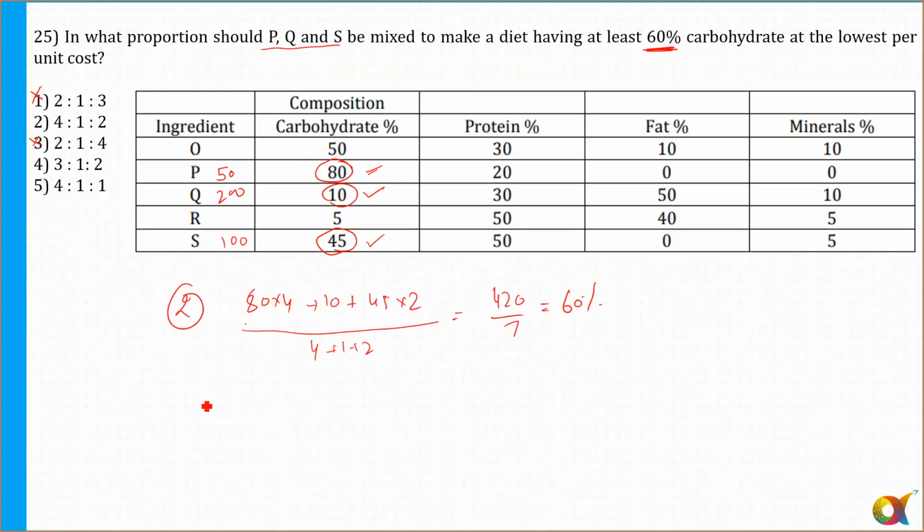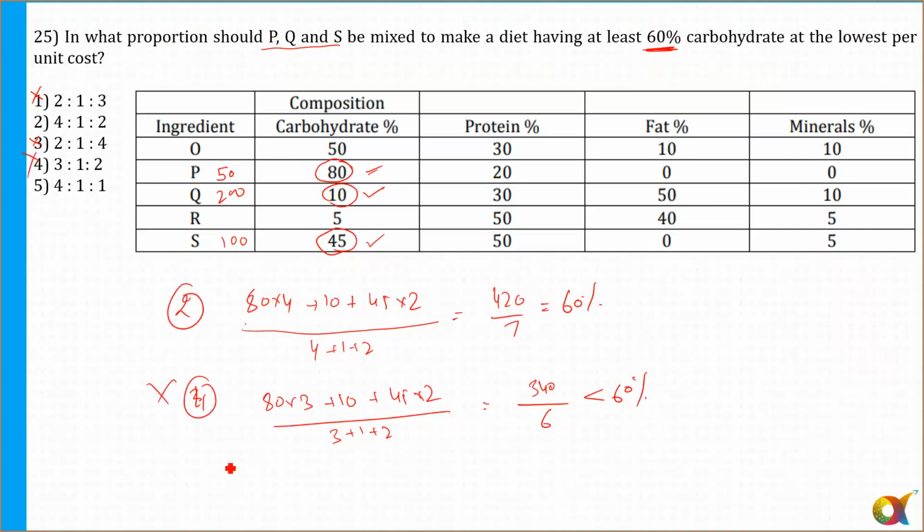Alright. Let's check option number 4. That is 80 into 3 plus 10 plus 45 into 2, upon 3 plus 1 plus 2, which is 6. 240 plus 10 is 250, plus 90, that is 340. 6, 7, 6, 6 are 36. So it is less than 60%. In any case, this option 4 is also rejected.